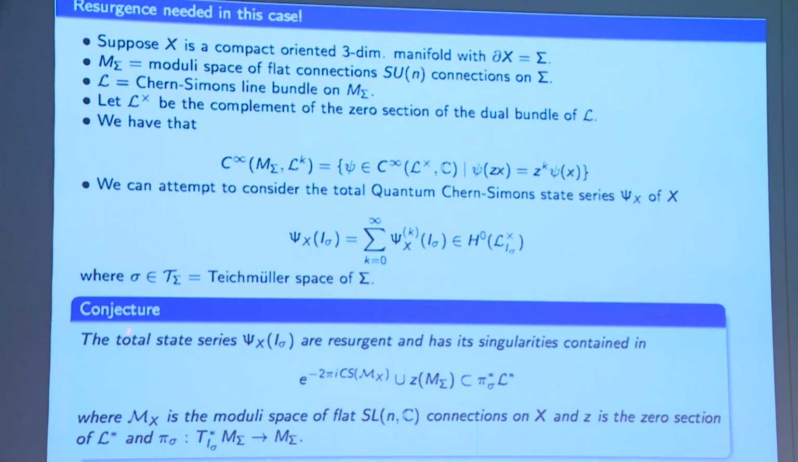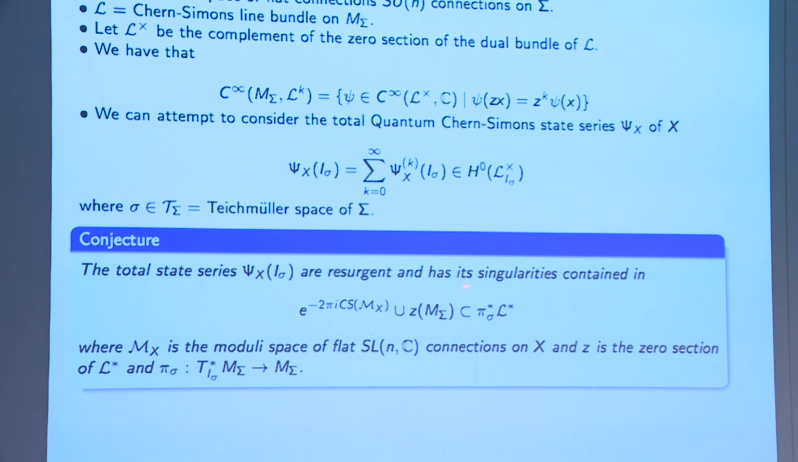And so the conjecture would say that the total state series is resurgent and has its singularities contained in the set of exponentiated Chern-Simons values and the zero section inside the pullback of this line bundle to the SL(N,C) moduli space via the cotangent fibration using non-abelian Hodge. And then you should look at the moduli space of flat SL(N) connections on X and compute their Chern-Simons values. And so this should be where this guy has its singularities.